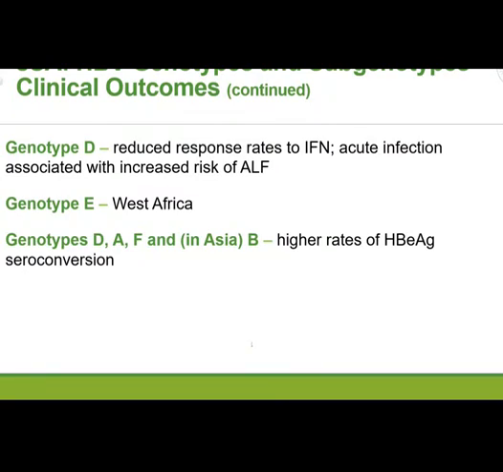Genotype D, which is more prevalent in our country, has a reduced response rate to interferon, and with an acute infection there are more chances of acute liver failure. Genotype E is more common in West Africa. In genotypes D, A, F, and in B, higher rates of E antigen conversion are seen.